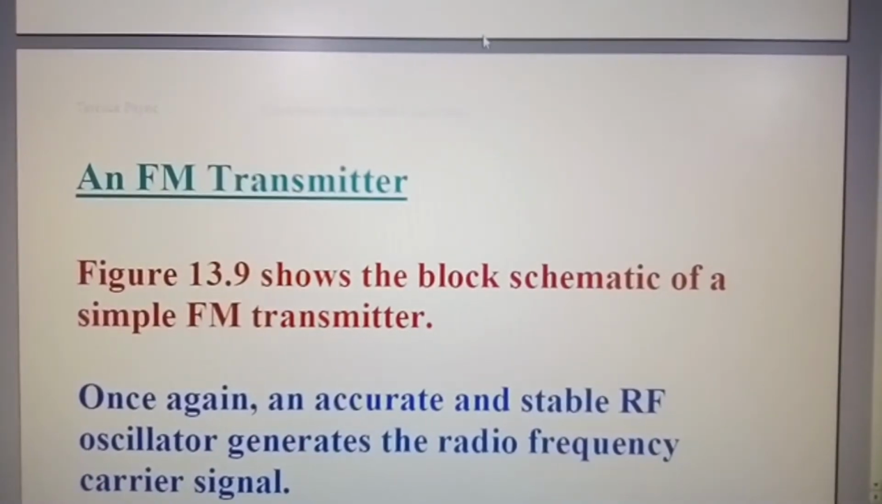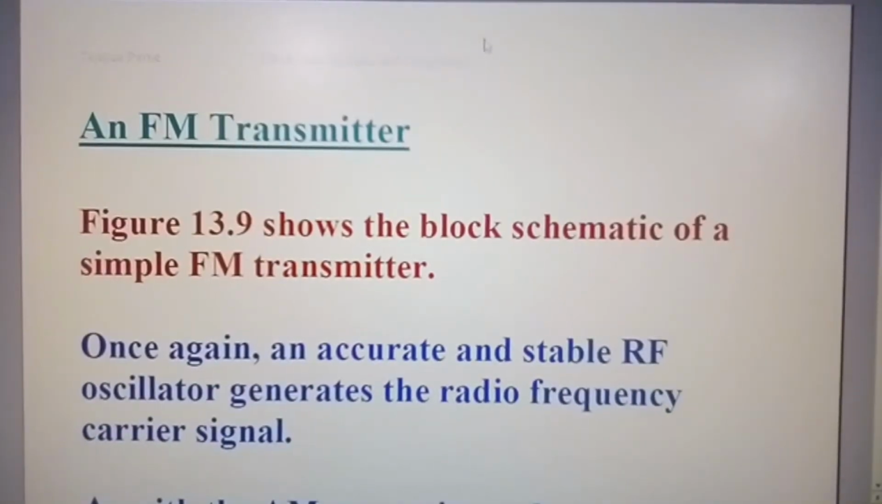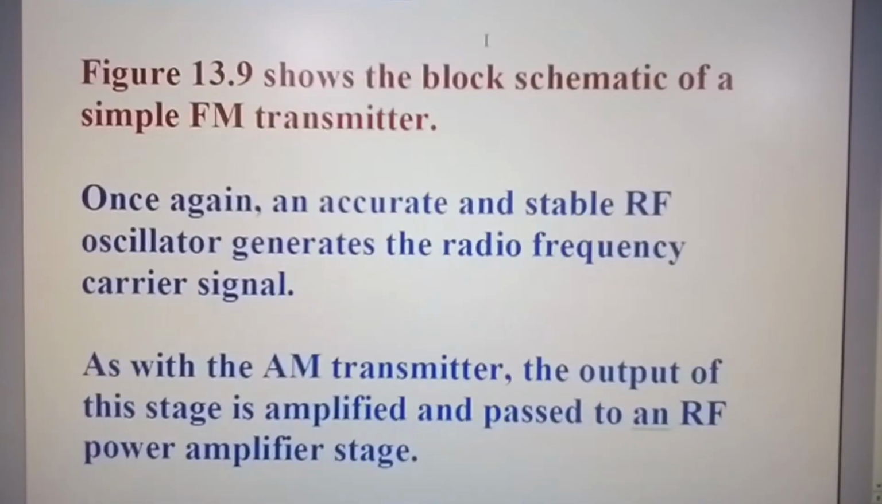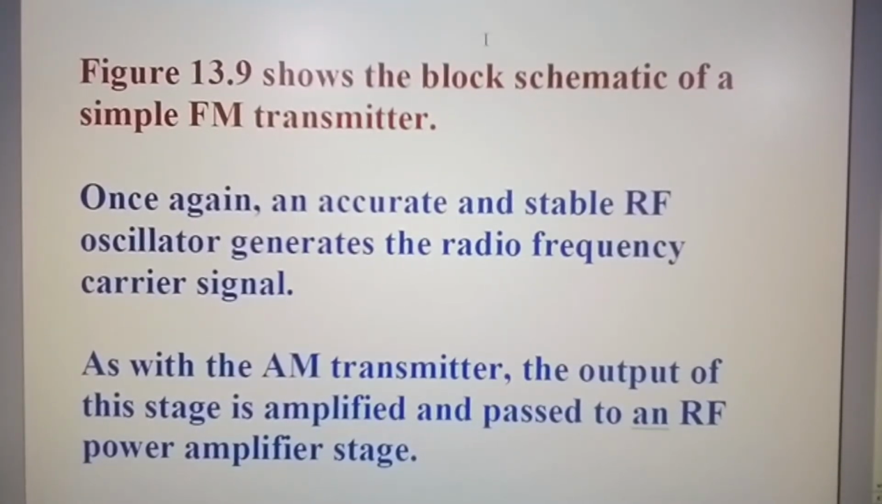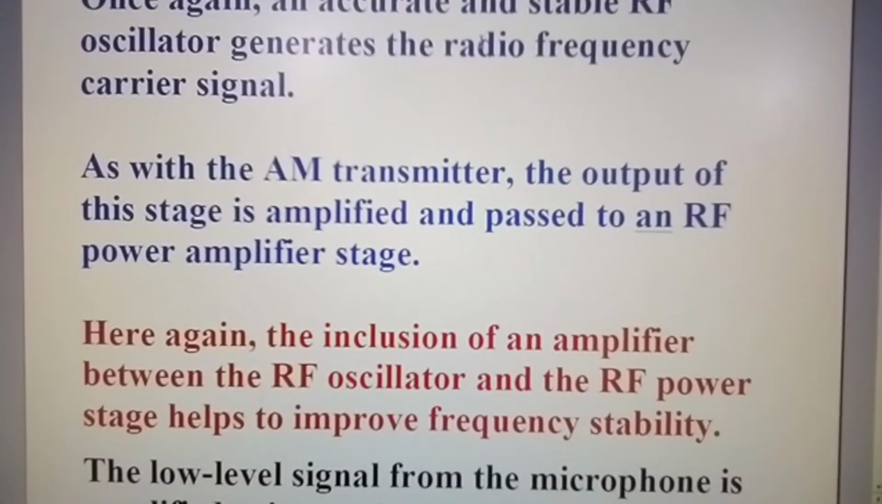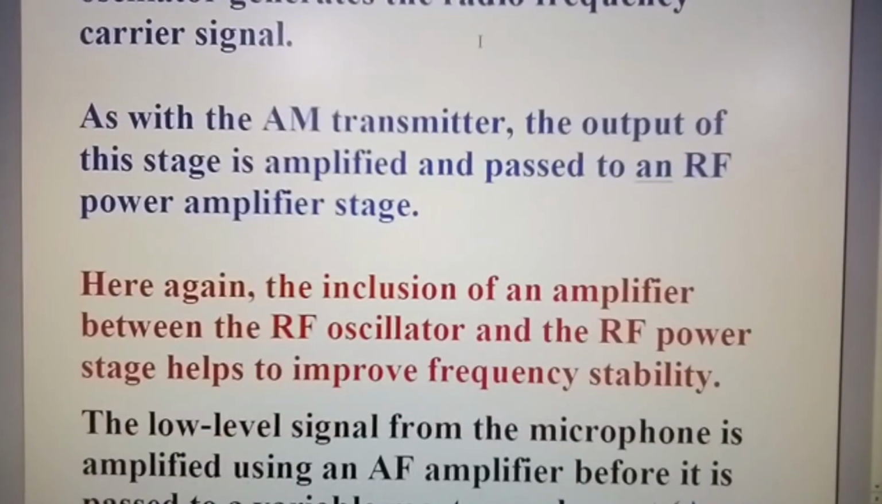Now the FM transmitter. Figure 13.9 shows the block schematic of a simple FM transmitter. Once again, an accurate and stable RF oscillator generates the radio frequency carrier signal. Now, as with the AM transmitter, the output of this stage is amplified and passed to an RF power amplifier stage. Here again, the inclusion of an amplifier between the RF oscillator and the RF power stage helps to improve frequency stability.